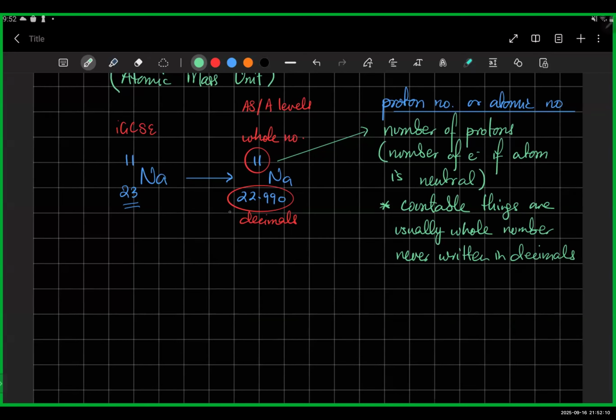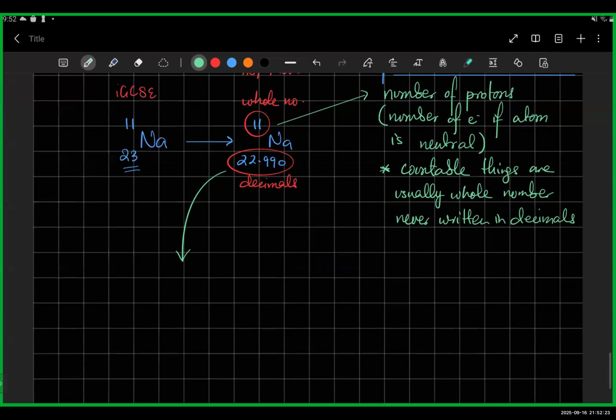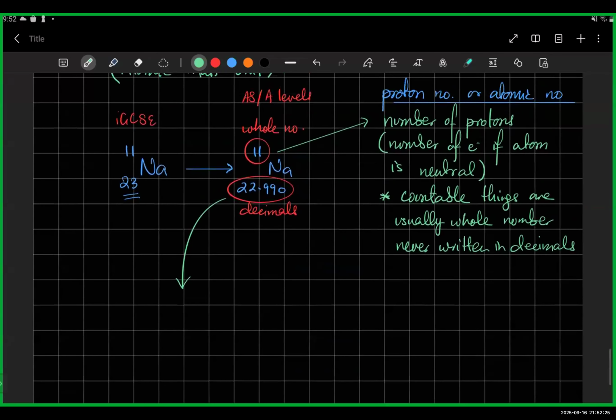Now the next one. So there's this difference. So what is this called? This thing over here, technically, according to the periodic table, a lot of people in IGCSE knew this as two things. It was called the nucleon number, or it was also called the relative atomic mass. So now you're going to stick with one word.